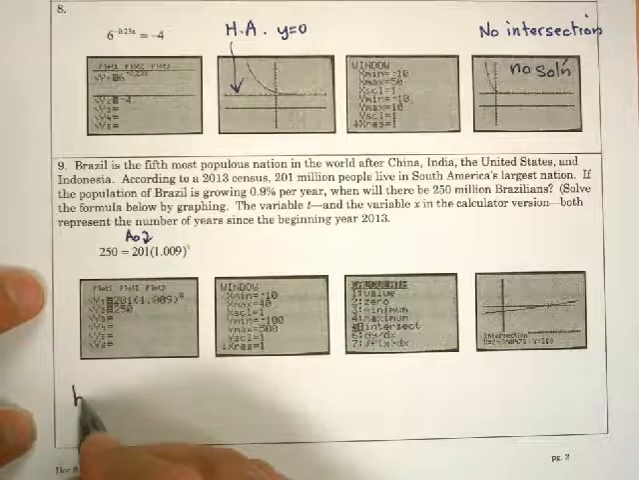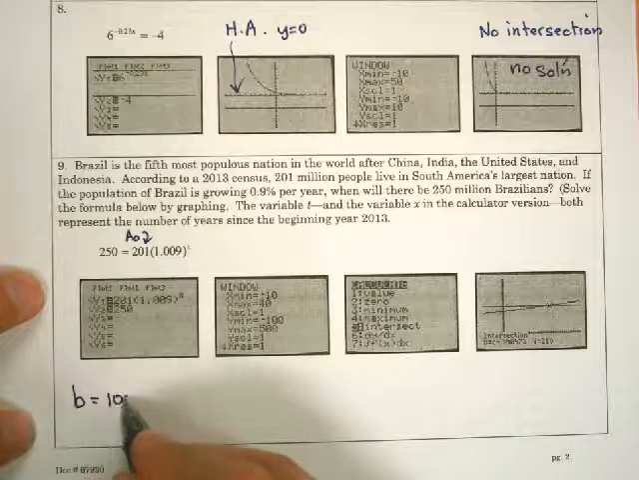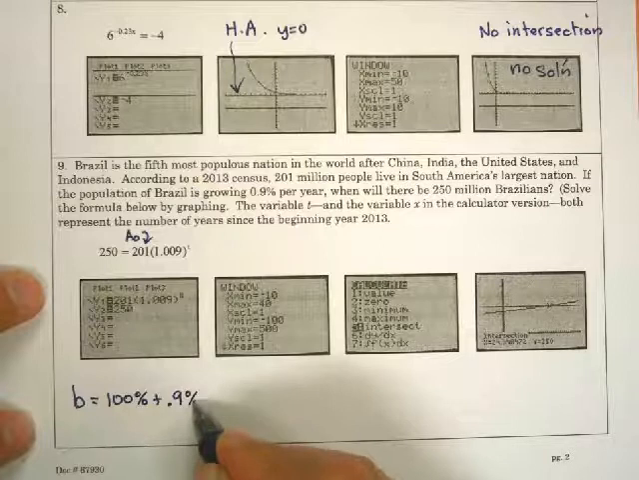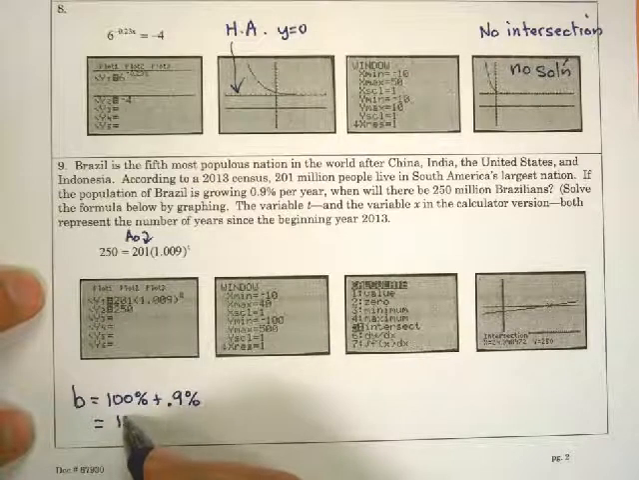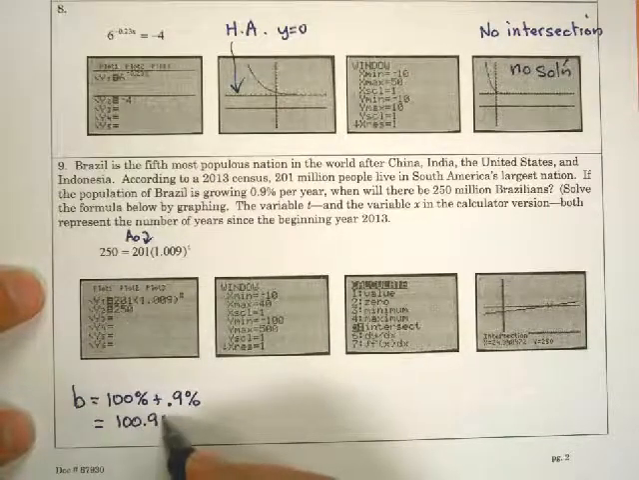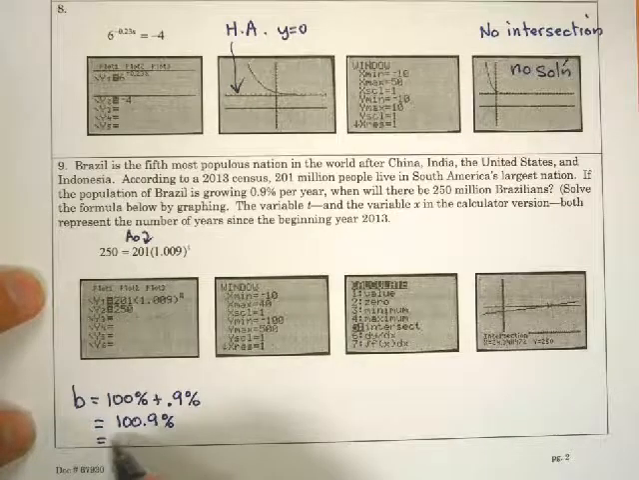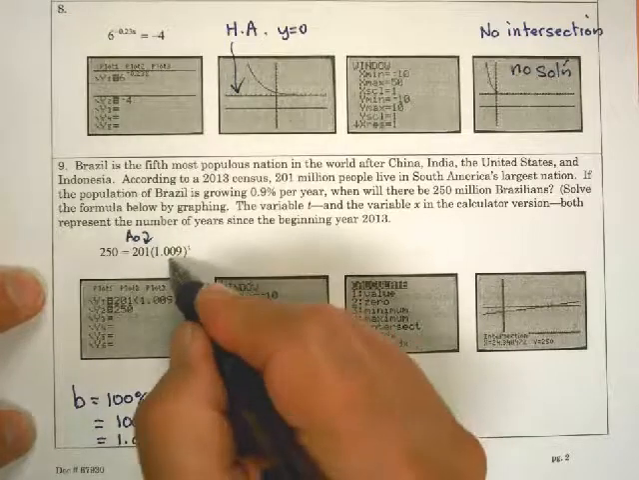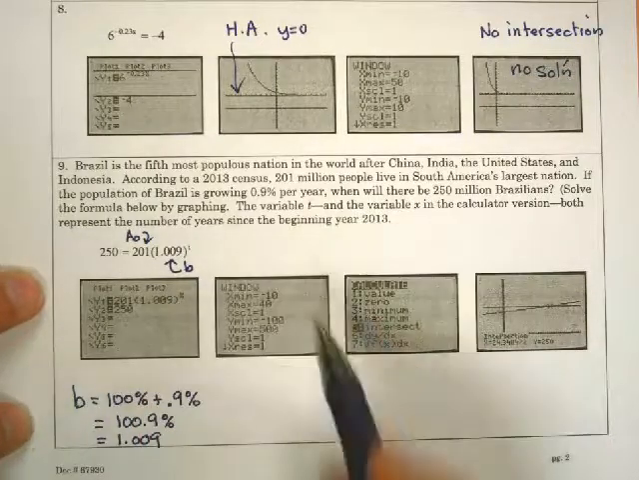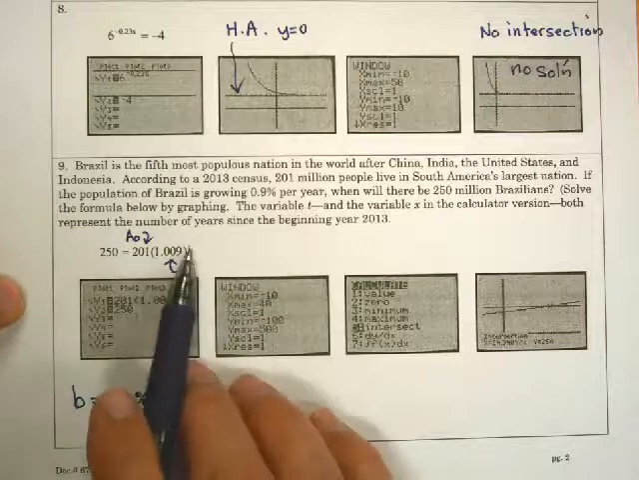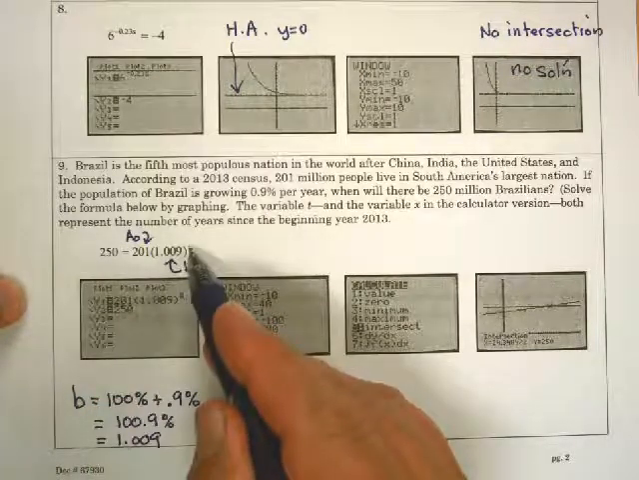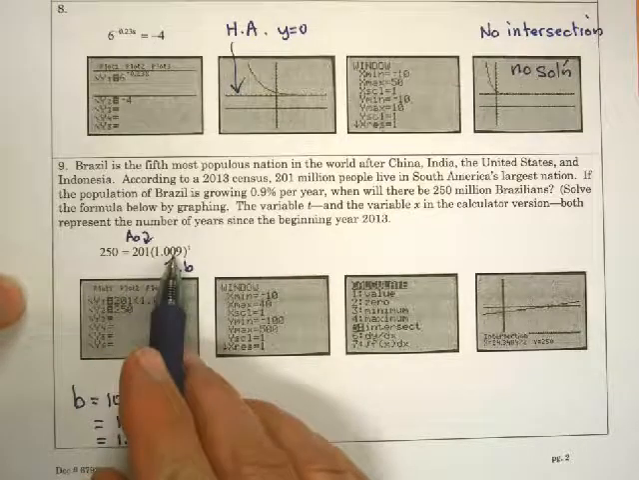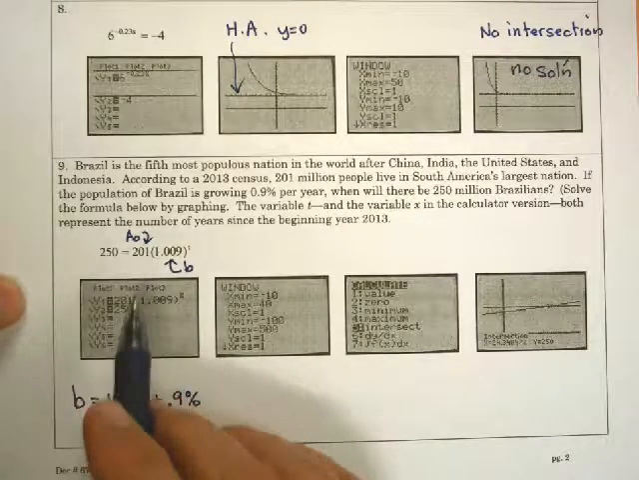So let's find our base. It's going to be 100% increasing by 0.9%, which if you carefully do this is 100.9%, and slide your decimal back 2 spots to find the decimal version of that number, and that's your base. So we want to know how long it will take. I put a t up there for my variable, for that 201 million to grow to 250 million. And we're ready to go here.